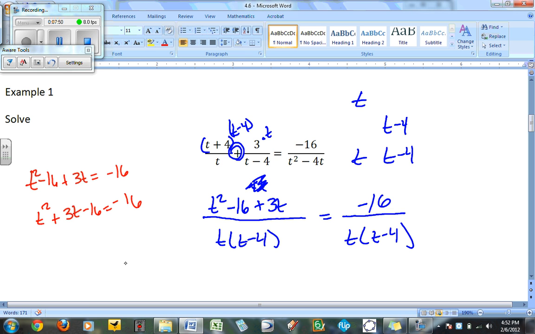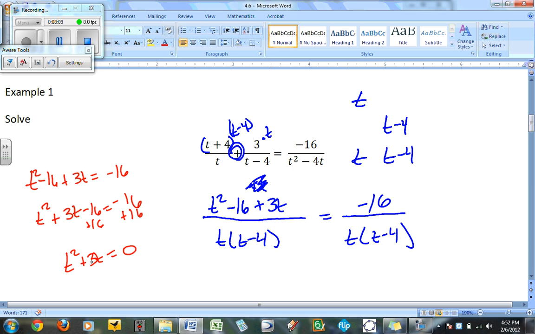What we can do is we can either complete the square, we can bring this over to the quadratic formula, or we can factor. Let's go ahead and start by bringing this negative 16 to this side. So I'm going to add 16 to both sides. When I add those, they cancel out. So I get t squared plus 3t, and that equals 0.